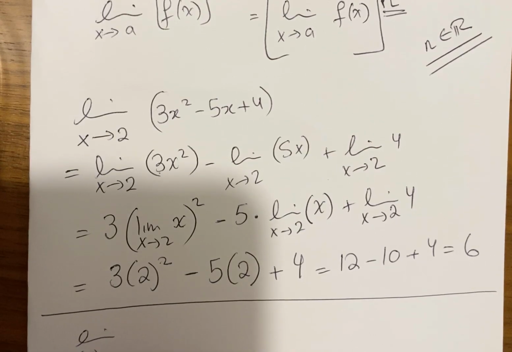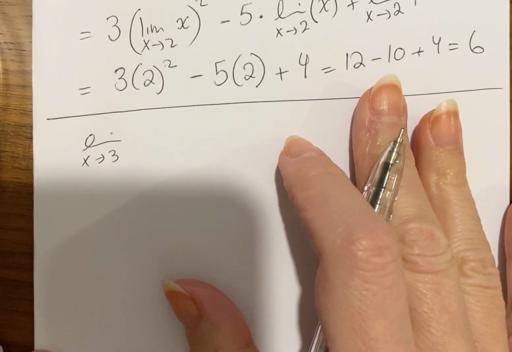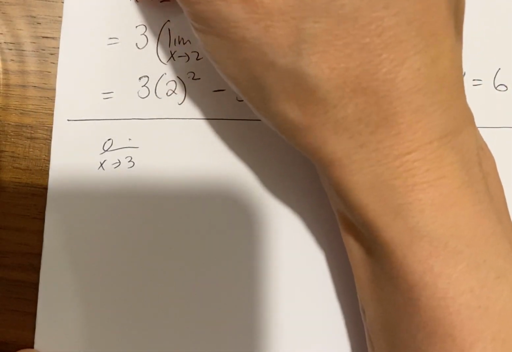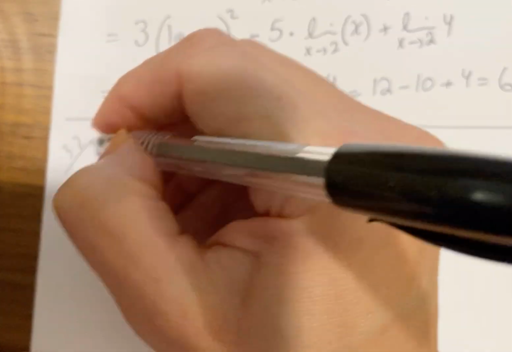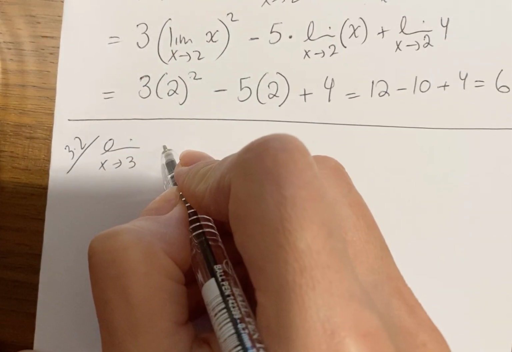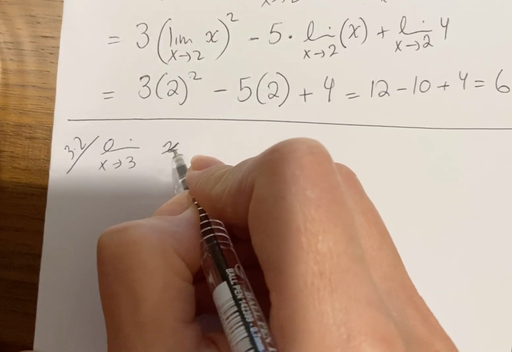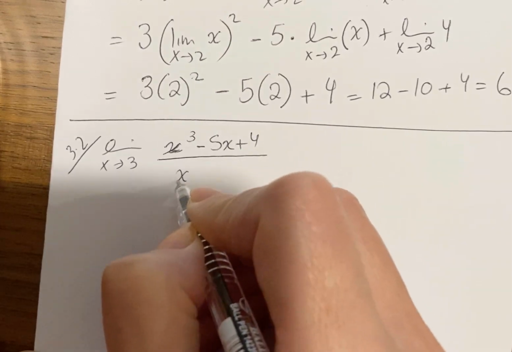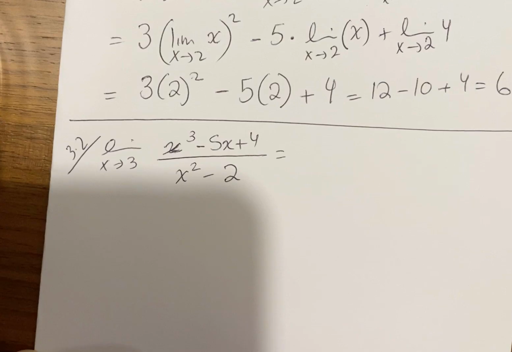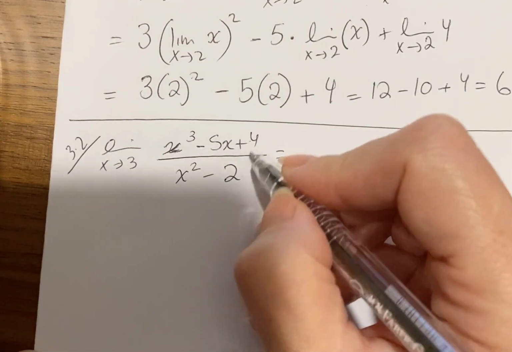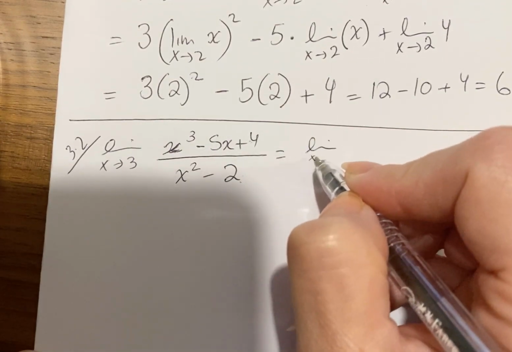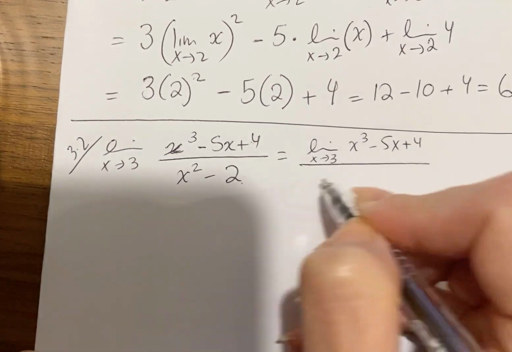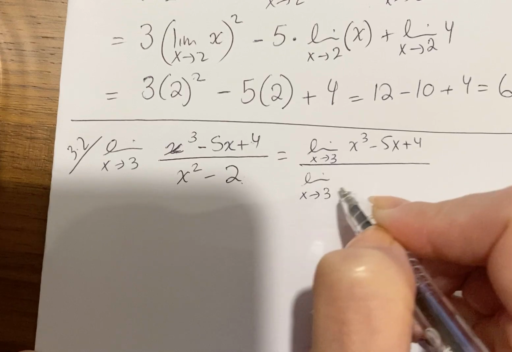Another example. Limit as x approaches 3. So these are examples from the book. This is example 3.1, and now it's example 3.2 from the book. The limit of x cubed minus 5x plus 4 over x squared minus 2. This says, because it's a quotient, I do the limit of the upper alone, and I do the limit of the lower one alone.